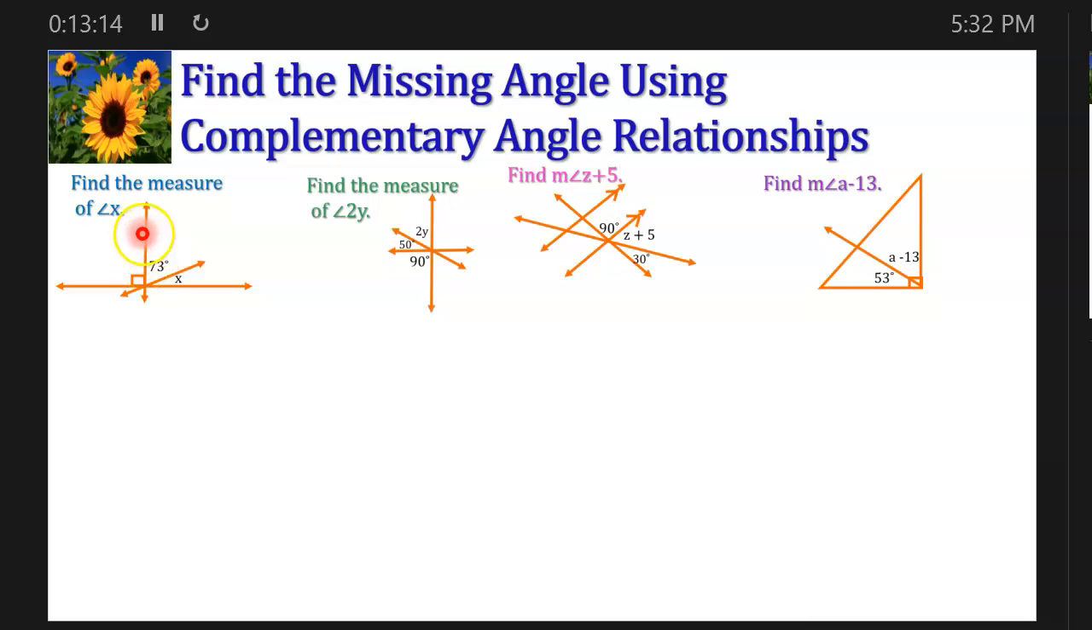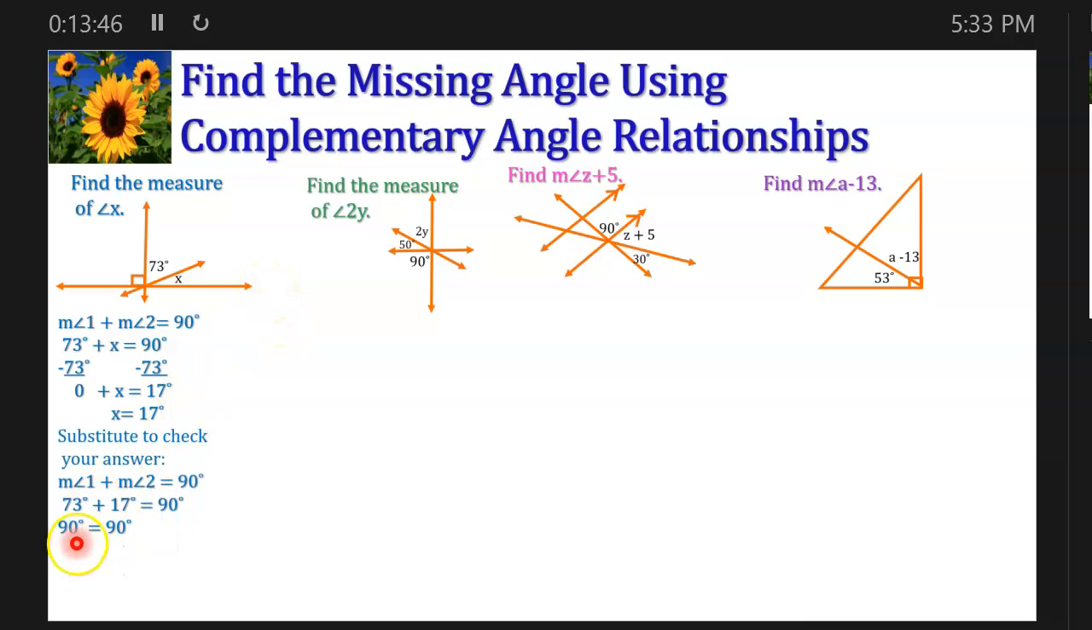So we know that this angle and this angle are going to be complementary because they have to add up to 90. Here's how you do that. Take the measure of angle 1, add it to the measure of angle 2, and make it equal to 90. Our first angle was 73. We add it to X, the second angle, and make it equal to 90. Subtract 73 from both sides, and X is going to be 17. So that's your answer for this angle. If you wanted to check yourself, 73 plus 17 is 90.